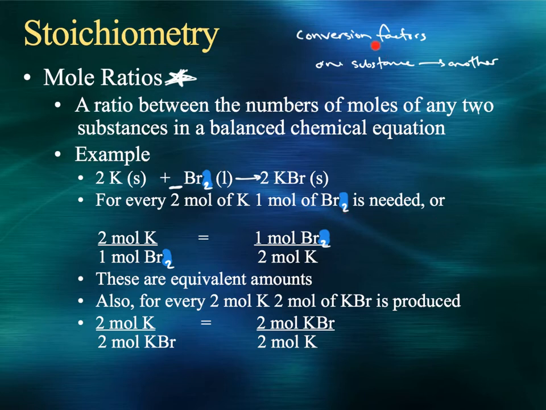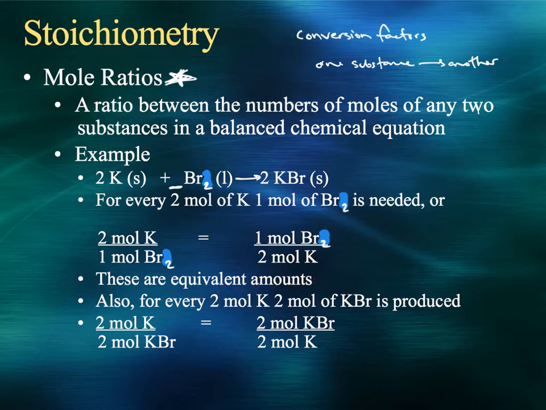Or, if we're writing it as a conversion factor, going back to Unit 1, 2 moles of potassium per every 1 mole of bromine. Or, same thing, you can flip that because they're the same value, 1 mole of bromine for every 2 moles of potassium. This will be used as a conversion factor. You've seen these before. Hopefully, this is not anything new to you. These are equivalent amounts, so we use them again as conversion factors.